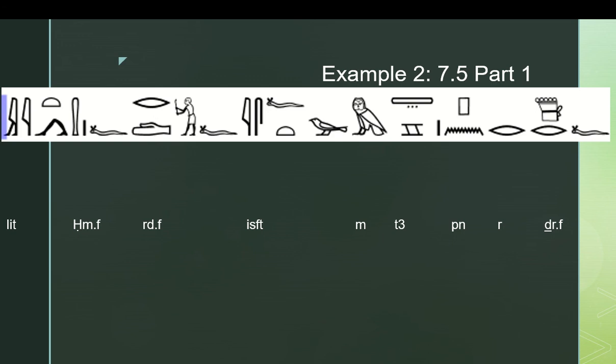Eat, hemef, redef, isfet, ta, pen, jeref. This is the other meaning of ta, by the way. This is the noun form. You can tell because it's written completely differently, even though it's pronounced the same. The first thing you might be thinking when you look at this is, why is there a T after the main verb? Shouldn't that be a circumstantial?